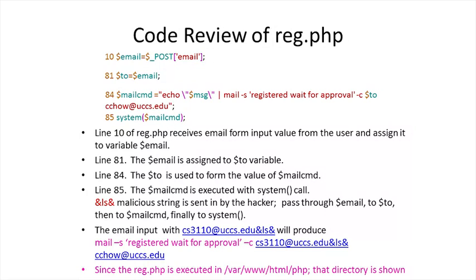Line 81, the $email variable is assigned to the $to variable to prepare for the system call. Line 84, the $to is used to form the mail command. Line 85, the mail command is executed by the system call, right? And $(ls), the malicious string, is sent in by the hacker through the email to $to and then to the mail command. Finally, it ends up inside as a parameter for the system function call.